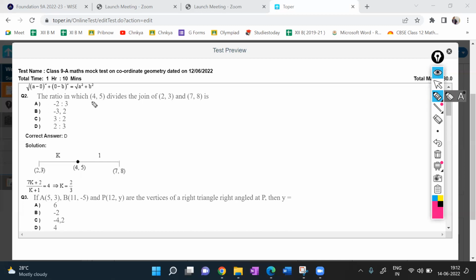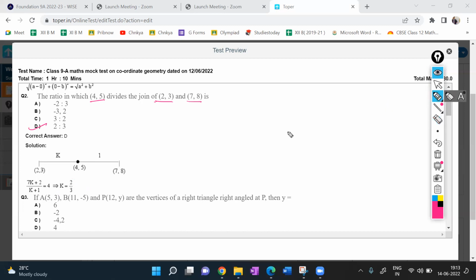Next question. The ratio in which this divides the join of these ends. We have to find out the ratio, beta. Look at this here. He has taken internal ratio. Answer is going to be 2:3. Hope everyone might have done this question. Any doubts? Very simple question.